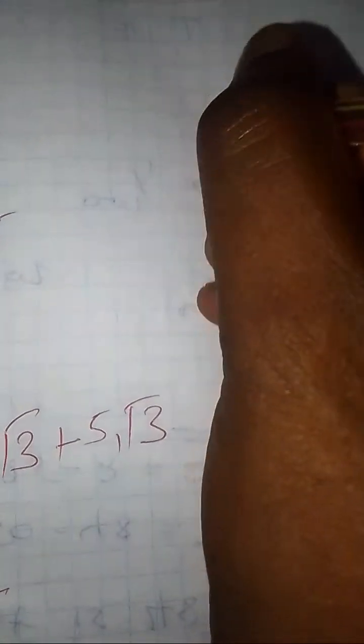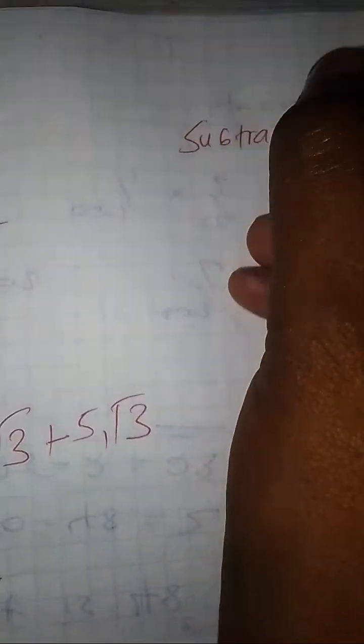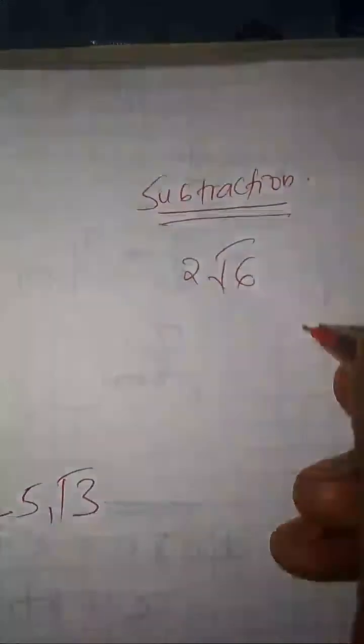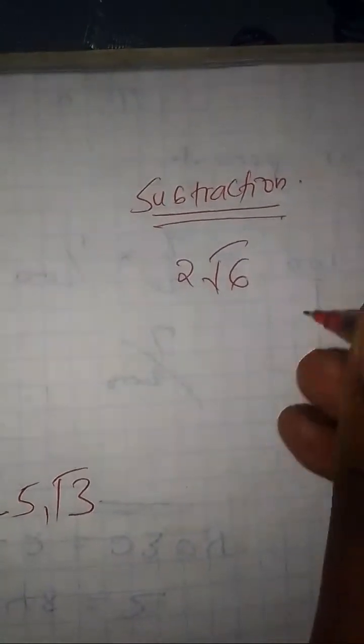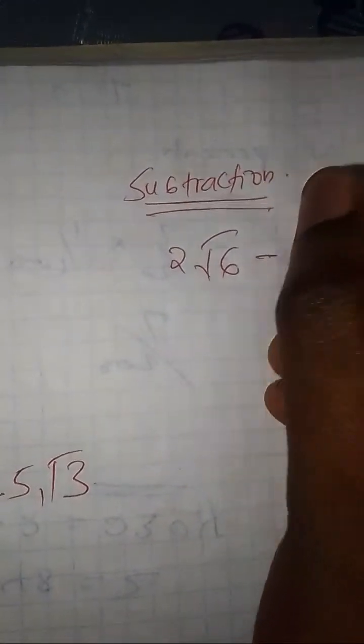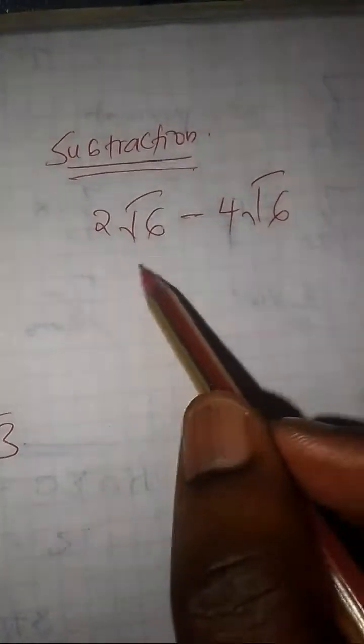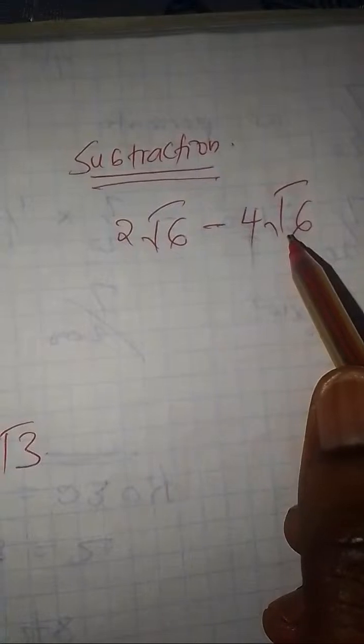Let's now talk about the subtraction. The very easy maths. People should not be scared. These things are easy. So let's have 2 root 6 minus 4 root 6.